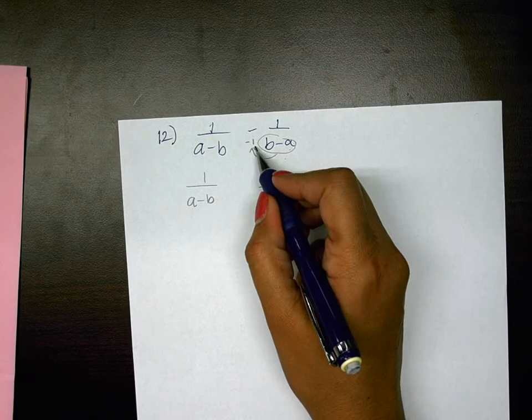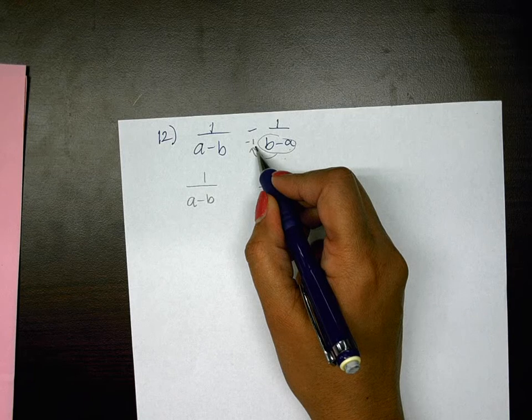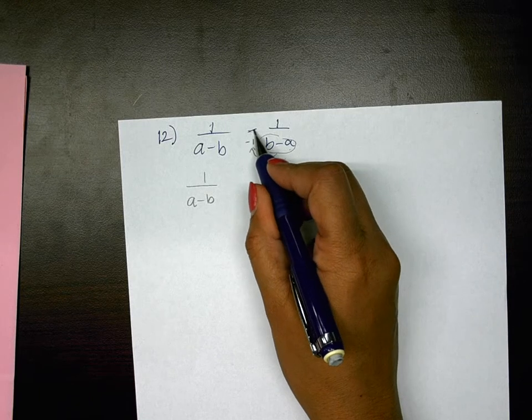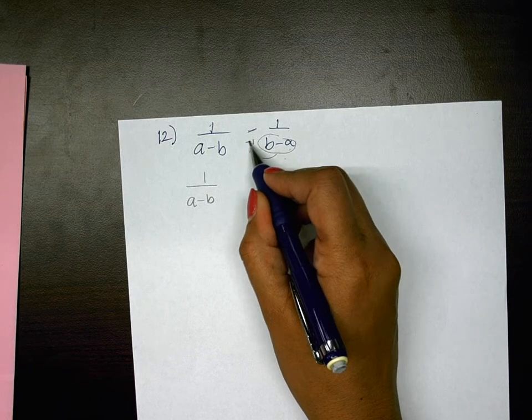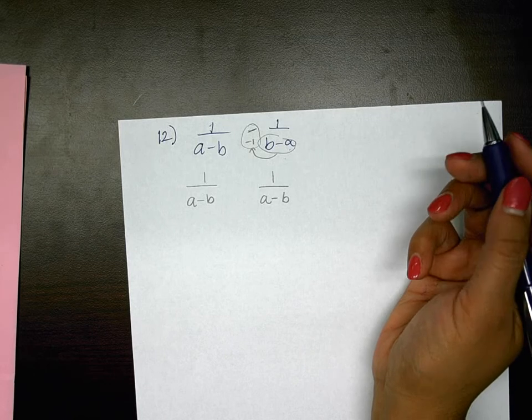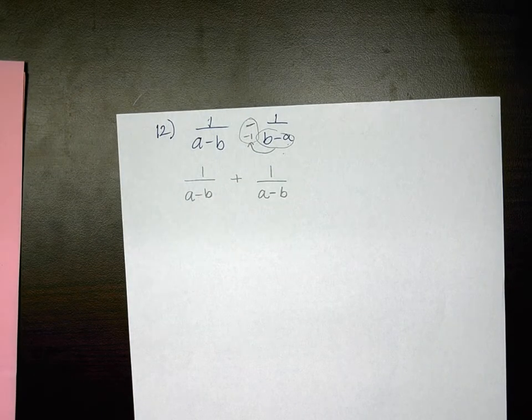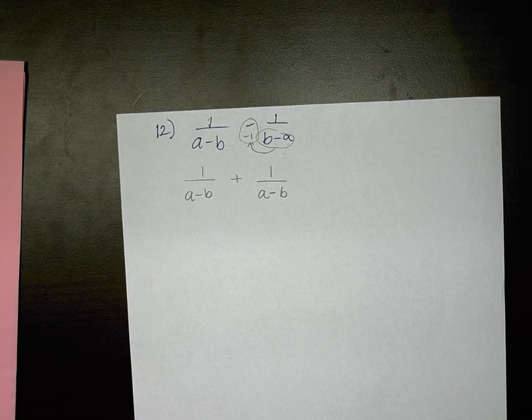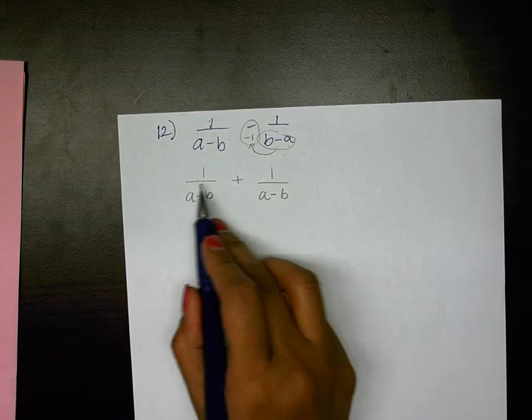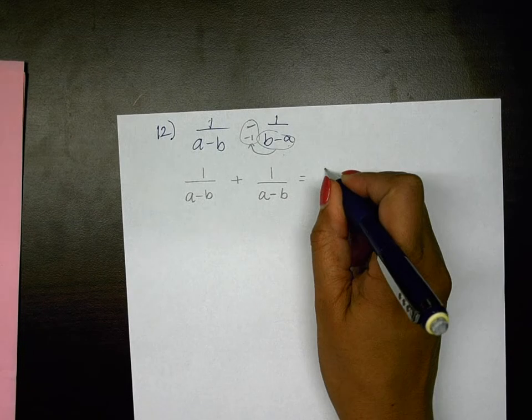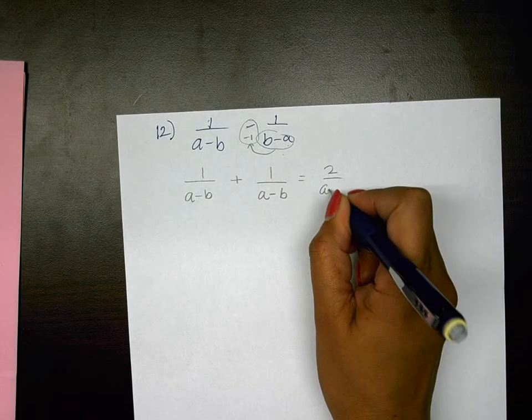And what do I do with that negative 1 I factored out? I put it right in the middle. So if it's already a minus sign and I took out a negative, what's going to happen to that minus sign? It's going to become a plus. And now they already have a common denominator, so I don't have to do any kind of multiplying. I'm just going to add. 1 plus 1 is 2 over, they're already common, a minus b.